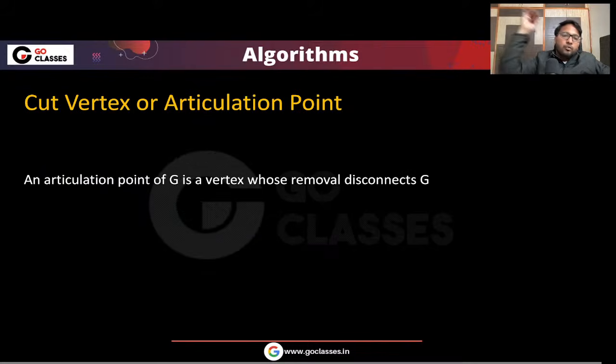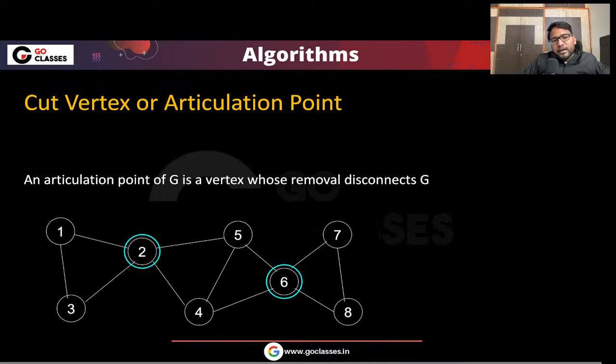Okay. What is the articulation point or the cut vertex? Let's suppose this is an undirected graph. If you remove this, it will disconnect the graph, right? So that's why 2 is the articulation point. Similarly, what else is the articulation point here? Can anyone tell me? Apart from 2? Let me know.